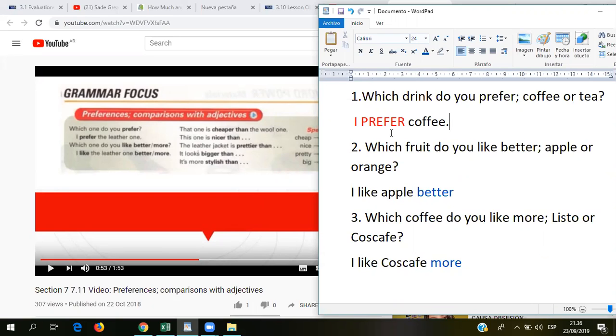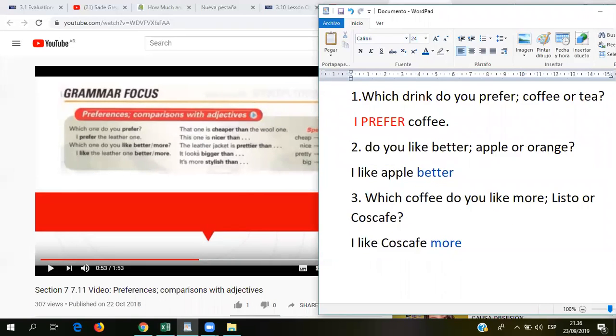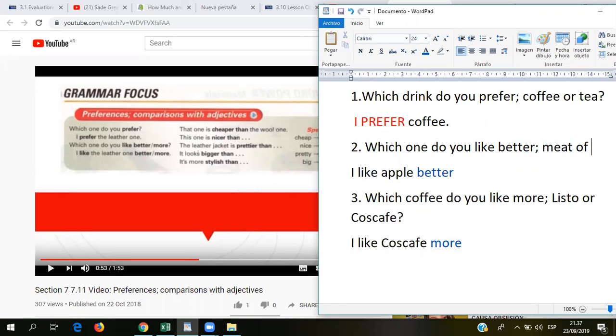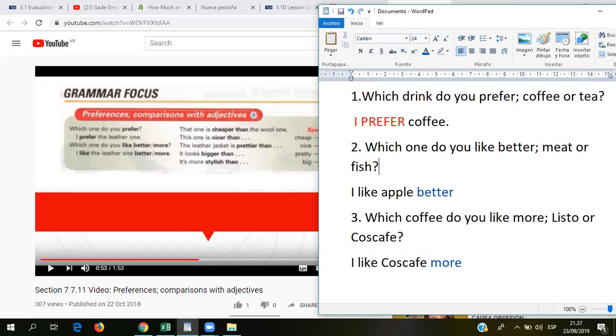Next one says meat and fish. So how can I make the question? Which do you prefer? Which do you like better? Which one do you like better? Meat or fish? Okay, one example of each. Which one do you like better? ¿Cuál? No digo cuál carne, solo cuál. Which one do you like better? The answer is? I like meat better. Fish better. Meat better. Very good.